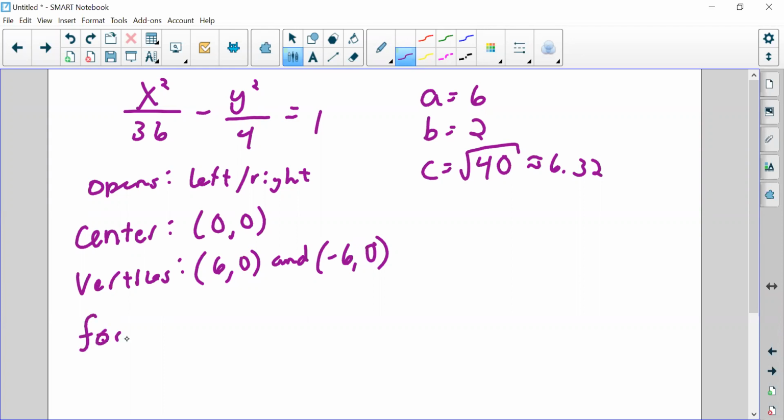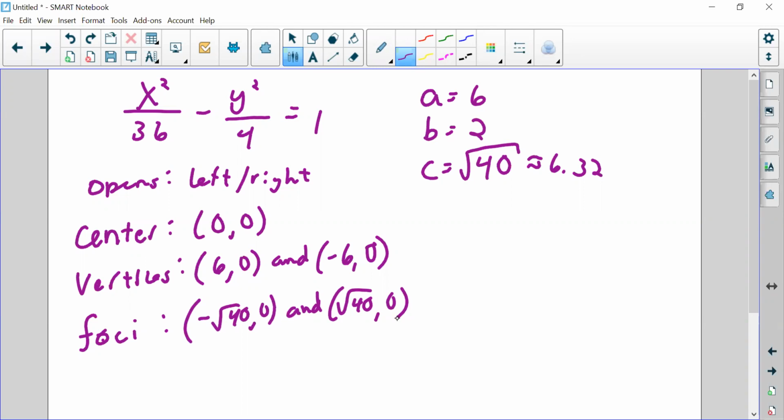Foci. Is my x going to change or my y going to change? X. My x is going to change. And what am I going to add to or subtract from the center x to get my foci? C. And so that's going to become negative square root of 40, 0, and square root of 40, 0. Or 2 square root of 10 if you want to write that, or 6.32 if you want to write it as a decimal. Okay, so those are my foci.